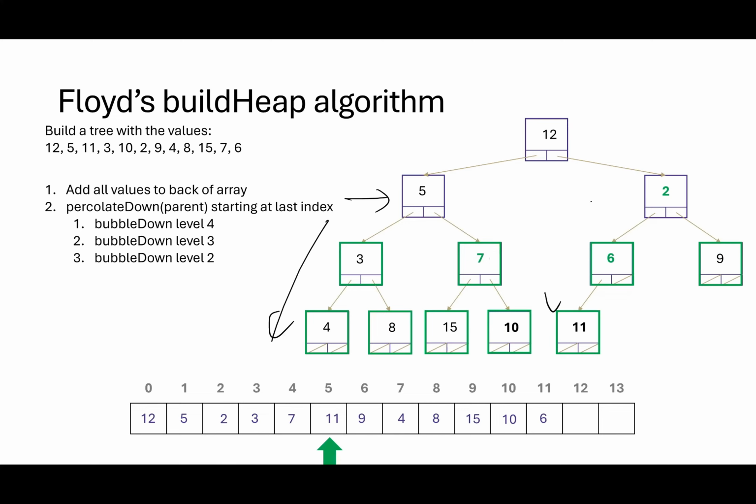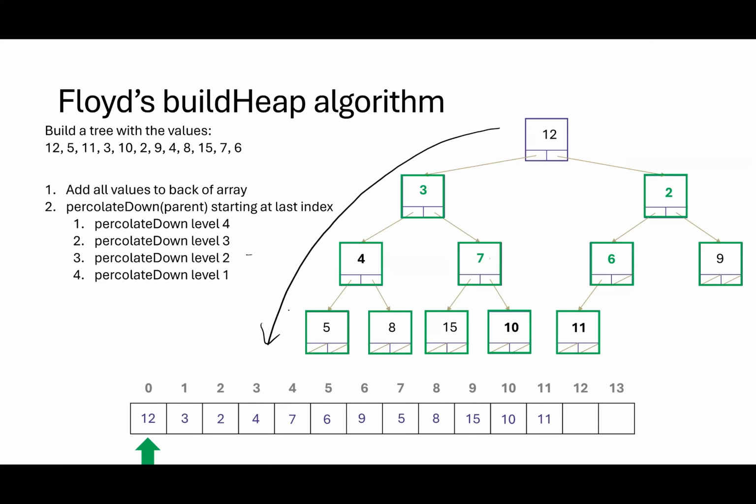Okay. What about 5? Now you see 5 is going to come all the way down from here to 4. Let's look at this. Okay, 11 and 6 is done. Okay, now let's look at 5. 5 is swapped with 3 and 5 will again be swapped with 4. Okay. So now it's level 1.